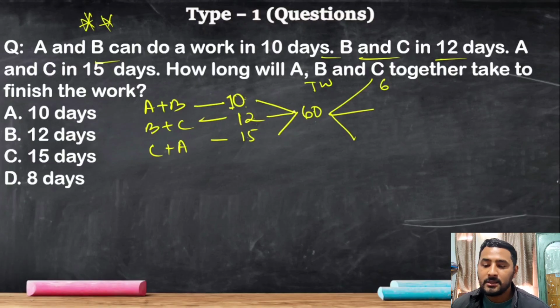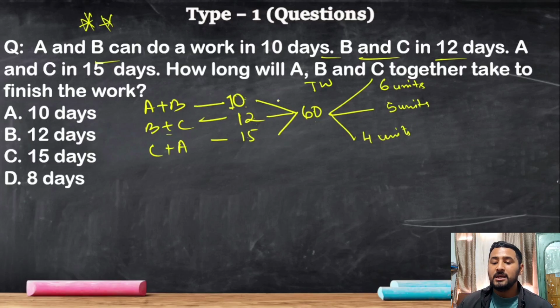Now 10 into how much gives 60? 10 into 6. So A plus B together can complete 6 units of work. B plus C, 12 into how much? 12 into 5. And then C plus A is 15 into 4, so 4 units. So can you see? A plus B can do 6 units of work per day. B plus C can do 5 units per day. C plus A can complete 4 units per day.